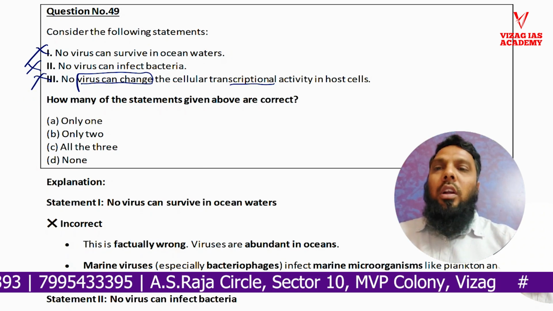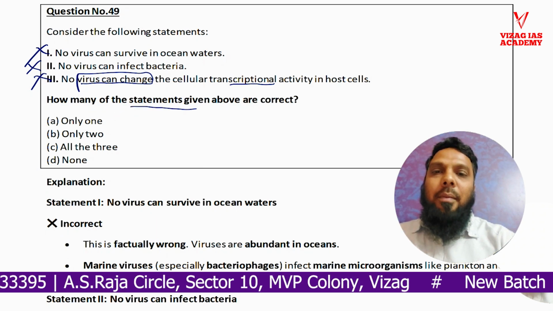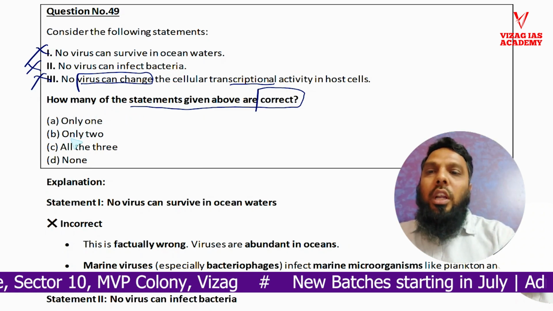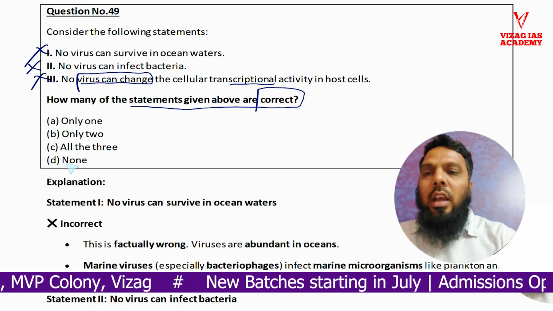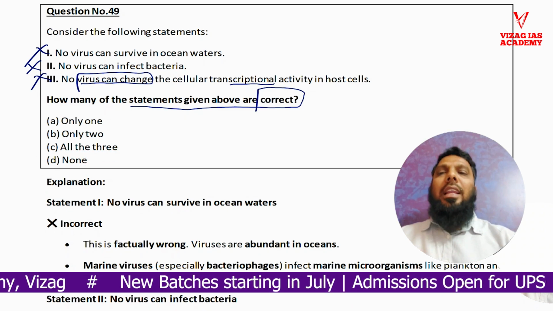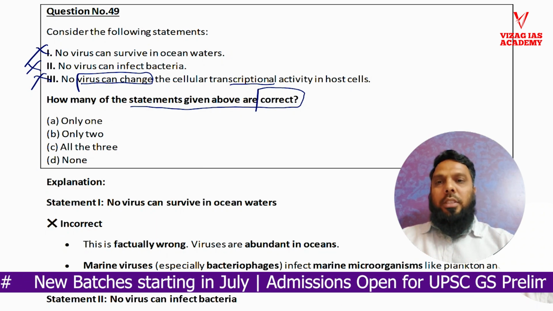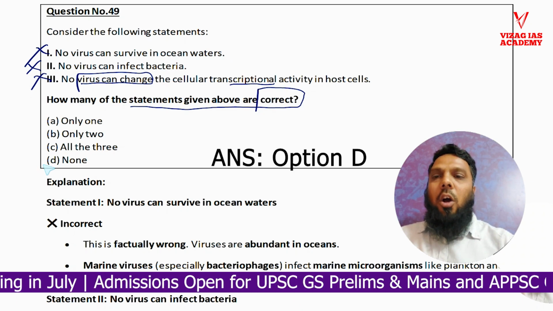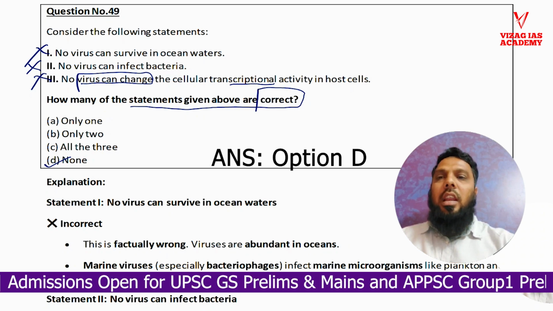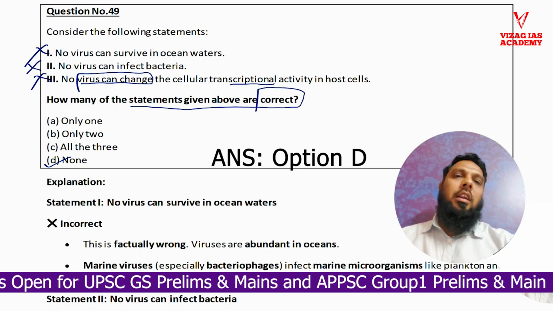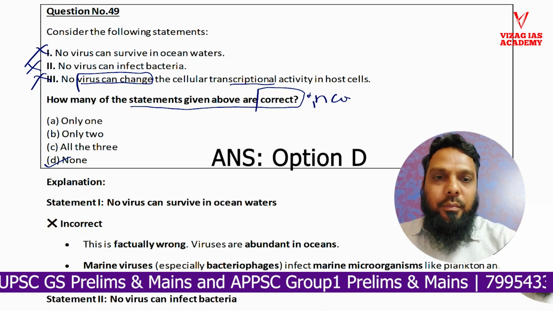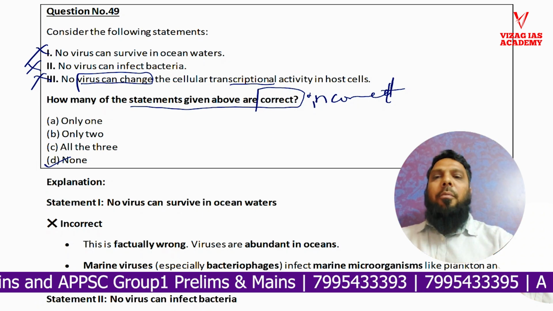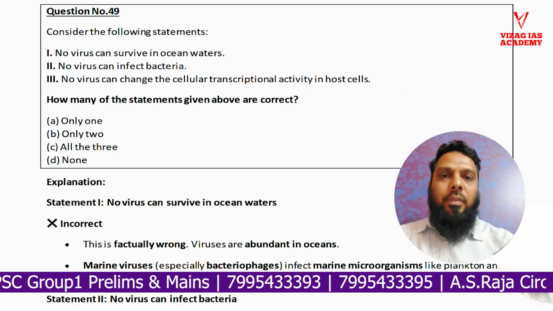Now let's go to what is the demand of the question. How many statements given above are correct? The options are: only one statement, only two statements, all three statements are correct, and none is correct. We can easily rule out the options based on the discussions in the classroom. We can see clearly that option D is the right answer, that is, none of the given statements above are correct. It is very important to check whether correct or incorrect is given. If incorrect would have been given, then all three would have been the answer.